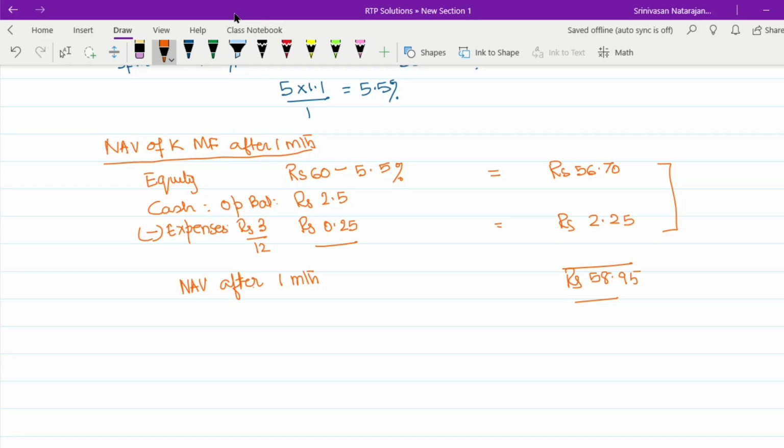Now this problem is a good revision problem because in this one problem, there are a lot of concepts relating to mutual fund which you can revise. You can revise how to calculate the NAV, you can revise how Sharpe ratio and Treynor's ratio are being calculated and so on. So this is a nice problem to practice before the exam.